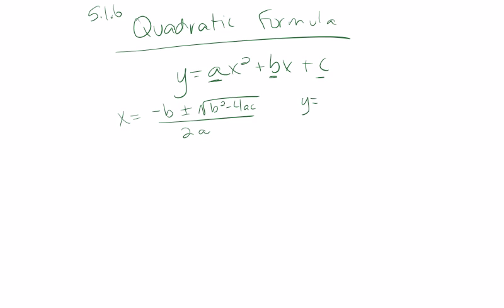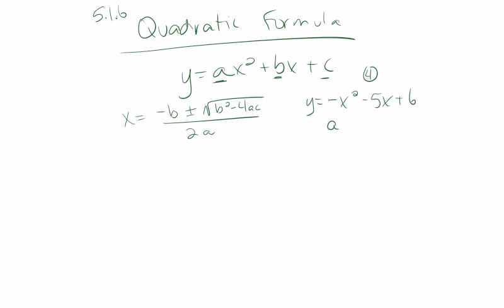So let's just do one, and we'll go from there. We're going to do number 4 from your homework. So y equals negative x squared minus 5x plus 6. When you're first starting using it, I think it's best to identify a, b, and c. So a is negative 1, right? Because there's no other coefficient, so it's 1, and we have to assign this sign to it. B is negative 5. C is 6.